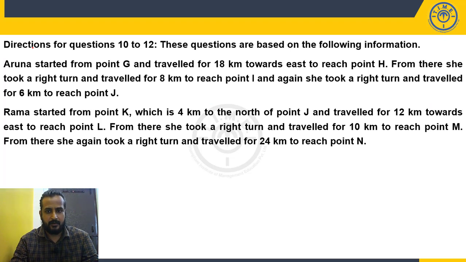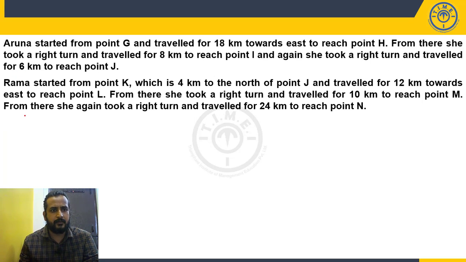Direction sense questions. By observing this data, you can say clearly we have information given regarding two persons, Aruna and Rama. So let's start drawing the diagram. First we'll draw Aruna. Aruna started from point G and traveled 18 kilometers towards east to reach point H. East, on a paper, right hand side will be east.